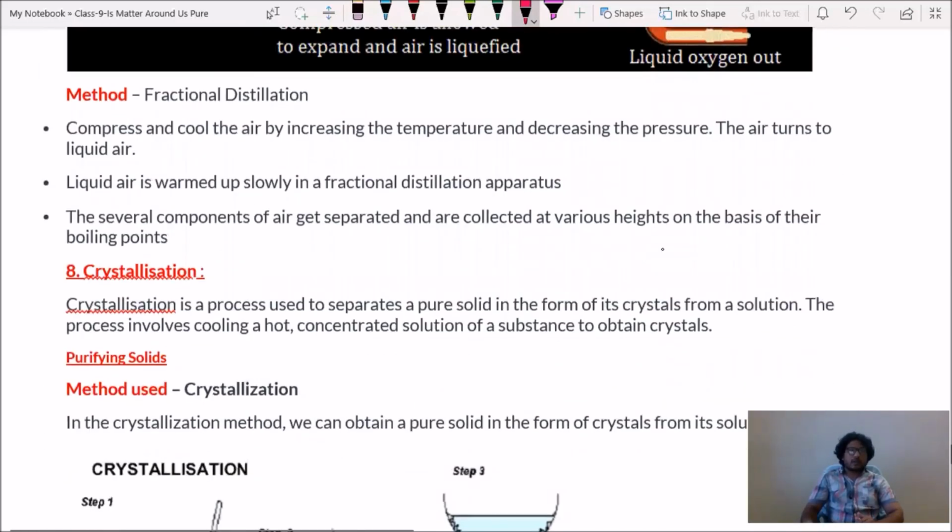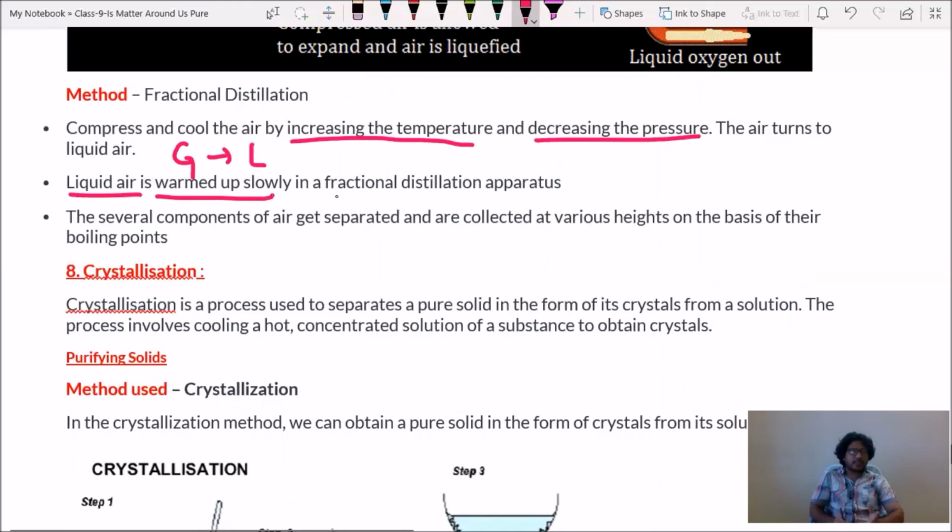So the method is fractional distillation. We can compress and cool the air by increasing the pressure and decreasing the temperature, and automatically the air turns into liquid. Air which is in gaseous state will be converted into liquid. Next, the liquid air is warmed up slowly.